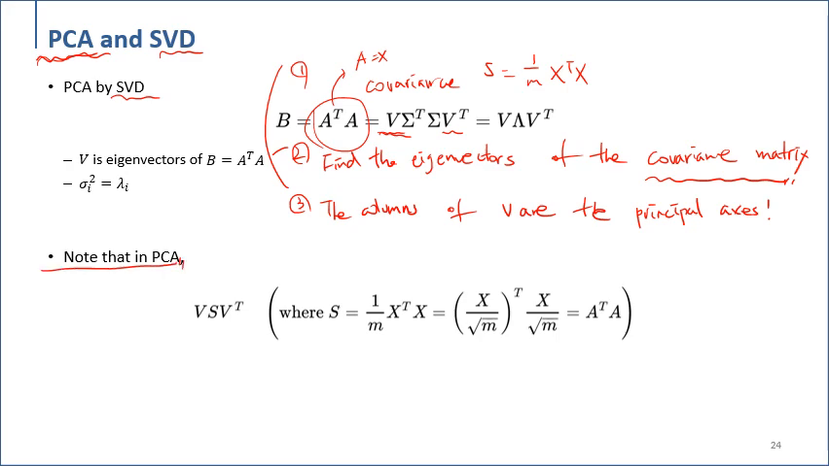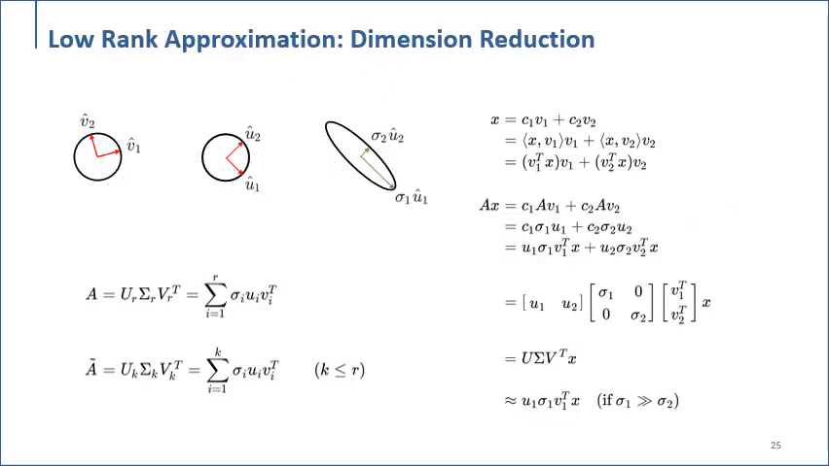In PCA, what we are doing is just calculating the eigenvalue decomposition of the covariance matrix. This is exactly the same as calculating the SVD when you calculate A transpose A. So finally, using this, let's do some dimensional reduction using SVD.